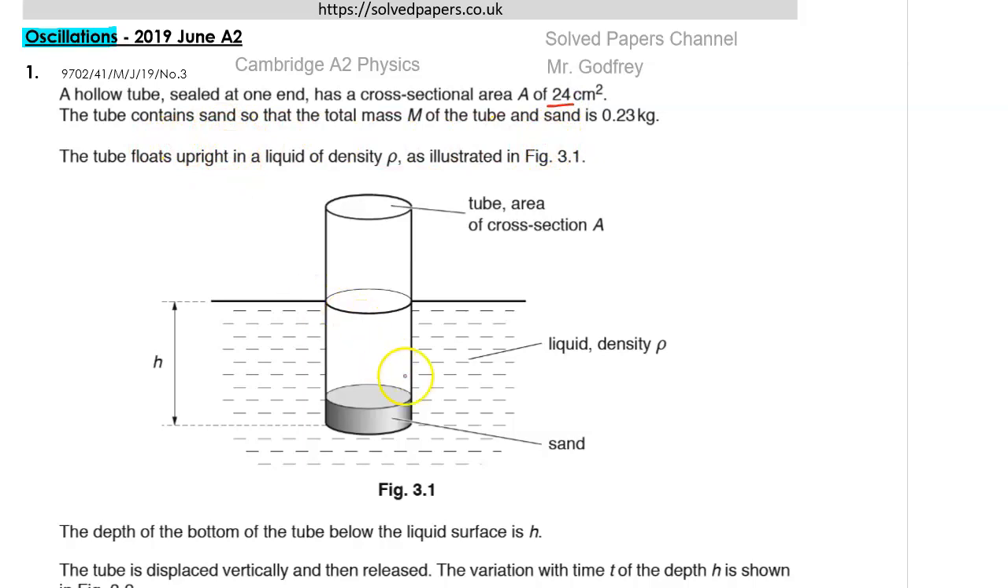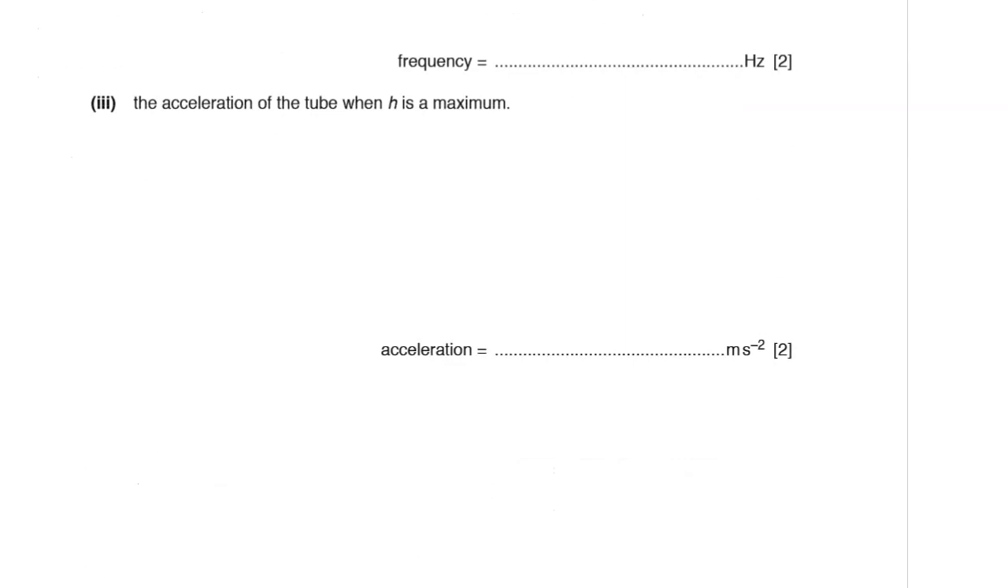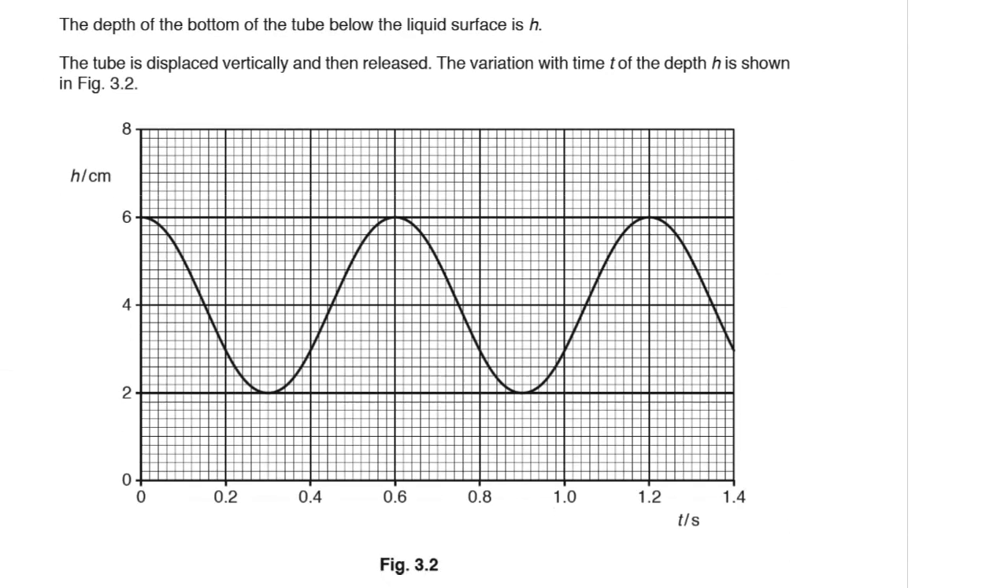The tube contains sand, as you can see right here. It has sand inside, so that the total mass M of the tube and the sand is 0.23, the total mass of the sand and the tube. The tube floats upright in a liquid of density rho, as illustrated. This is a liquid, and of course part of the tube is immersed in the liquid whose density is rho, right there. The depth of the bottom of the tube below the surface is h.